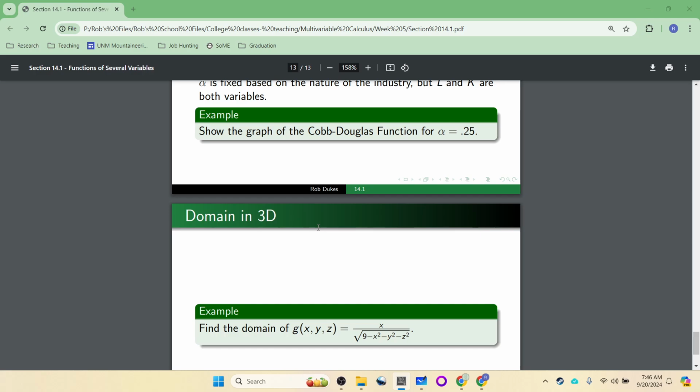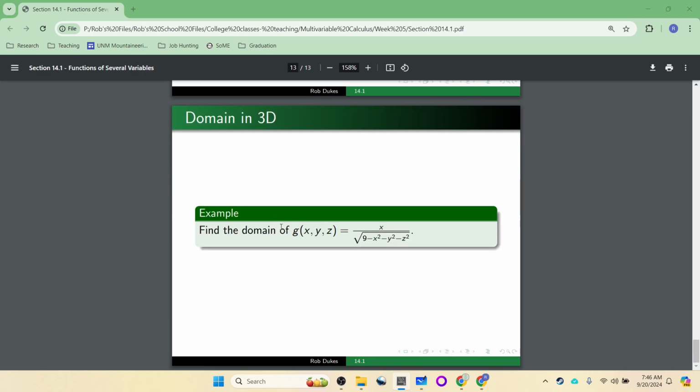Okay, let's do one more problem. Domain in 3 dimensions. Like I said, we started with domain being 2 dimensions and range being 1. But the domain honestly can have as many dimensions as you want. In some weird cases, you can have an infinite dimensional domain. But we're almost never going to go past 3. There might be 1 or 2 exceptions, but I don't think there are any in this course, and if so, they're pretty rare.